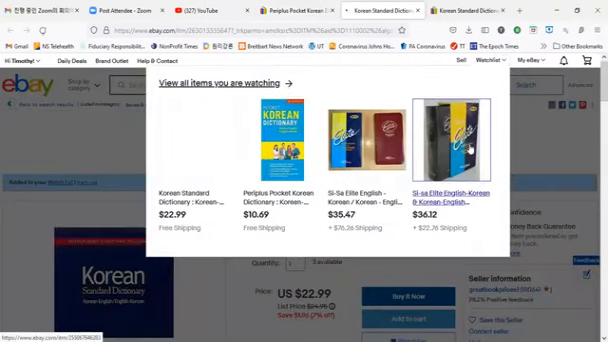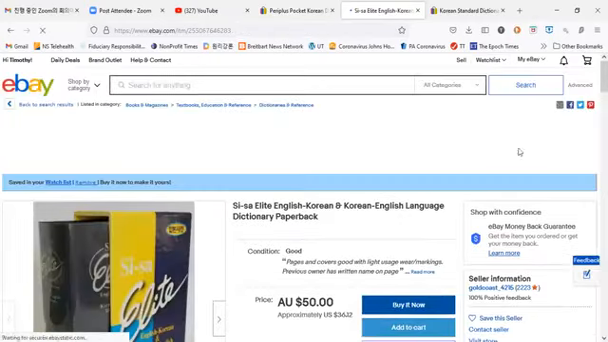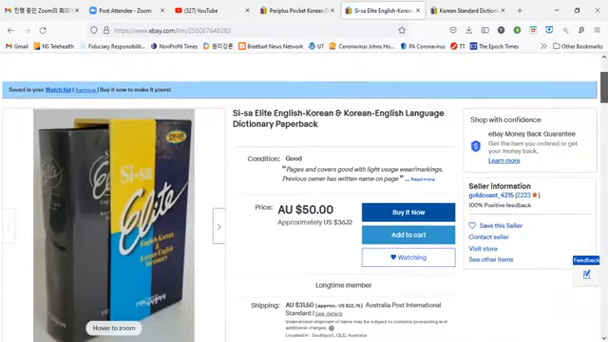Okay. Now this one, come on now. There we go. This one is being sold by someone in Australia, and so they're asking for $50 Australian. And the reason I picked it out is because Shisa Elite is a well-known brand name for language dictionaries in Korea, and they've been around a long time, and I know their work, and it's quite good.